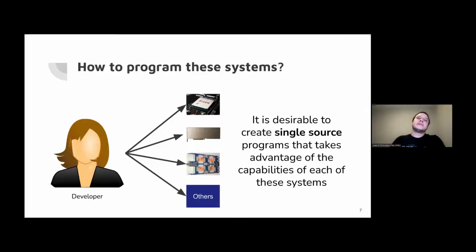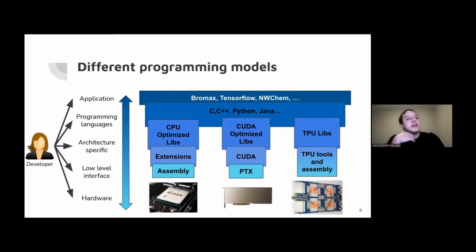Okay, so what do we do? On the top we have high-level applications. A lot of you have been working on high-level applications. Those high-level applications most likely are going to be using libraries, OpenMP, or other programming models that are a little bit more low-level. At the bottom, we have the hardware. Each of them has a different set of low-level programming capabilities.